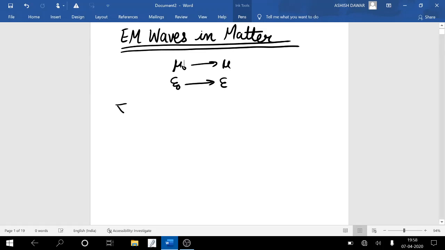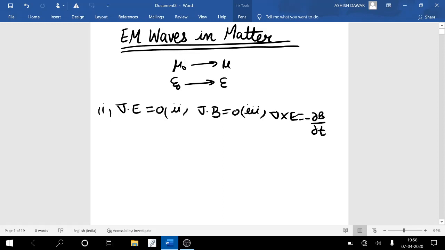Then the Maxwell equations can be written as del dot E equals 0, del dot B equals 0, del cross E equals minus curl B by curl T, and the last one, del cross B equals mu epsilon curly E by curly T.